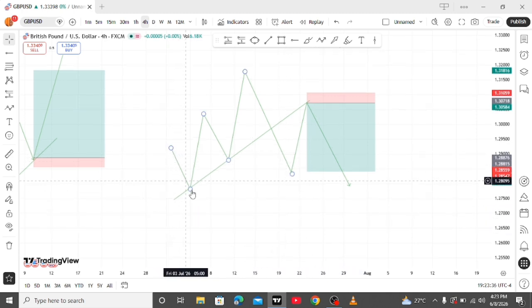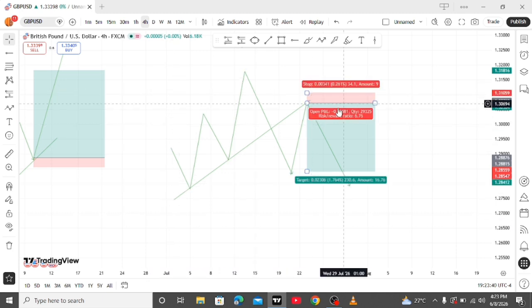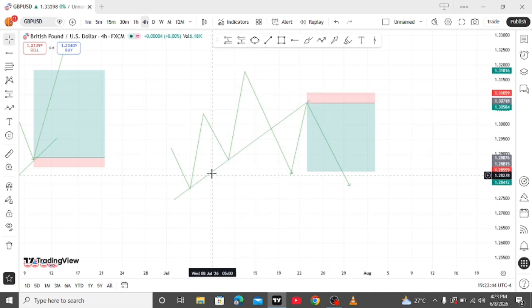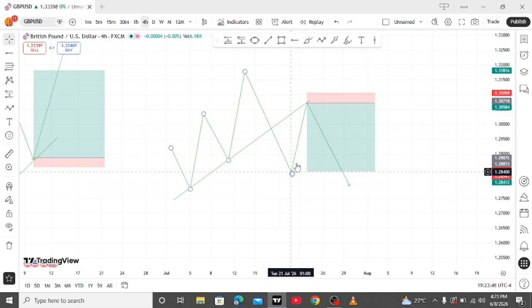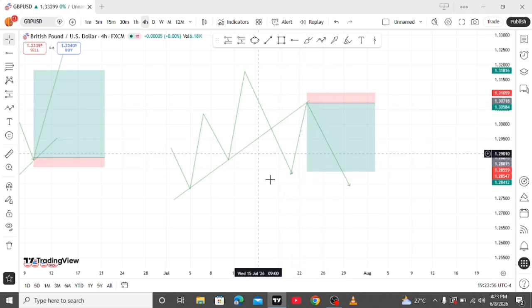The market came, reversed, came again, reversed. We marked out our trend line, and then the market broke our trend line. So we're no more looking for buys, we're looking for sells. So we waited for the market to retest our trend line. And like I told you before, the market may not retest your trend line. It may just retest a resistance zone here, but this is not the resistance zone we're talking about. We're talking about trend line.